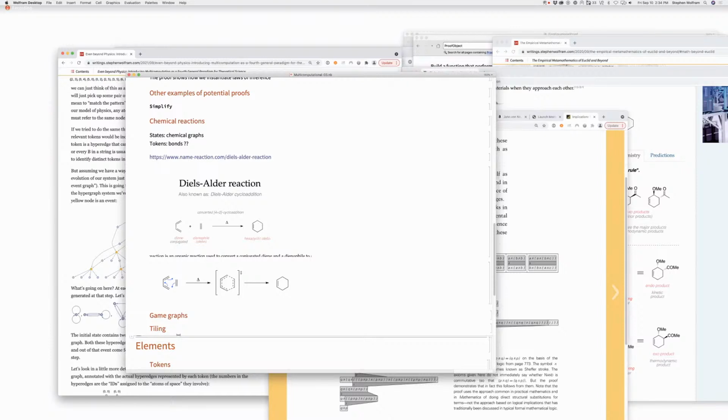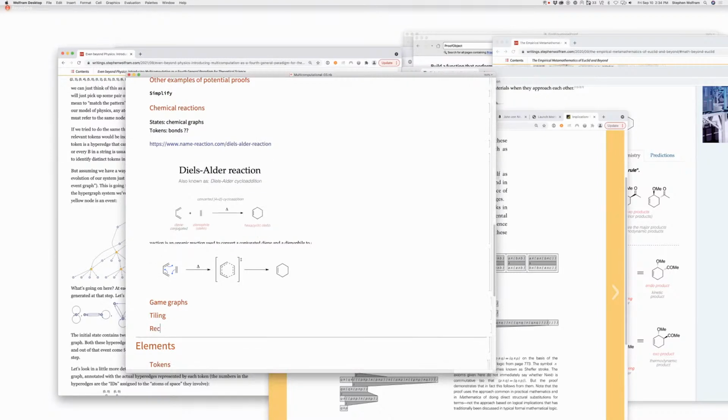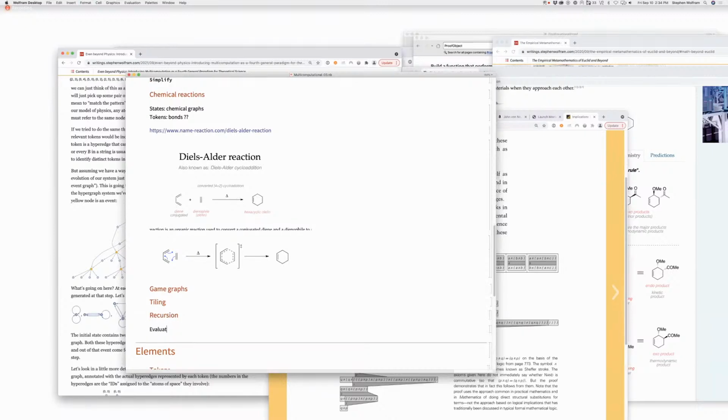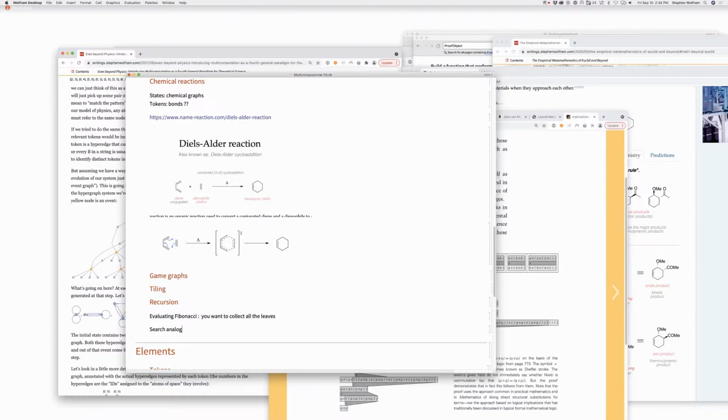No, I know that, but I mean, okay, so let's take another example, pure recursion. Okay, so like Fibonacci recursion. The difference between a recursion, evaluating Fibonacci, is you're collecting all the leaves. You want to collect all the leaves, which I claim is not really that different than a search problem. The search analog of that would be you want to pick a single leaf. Do you agree with that?